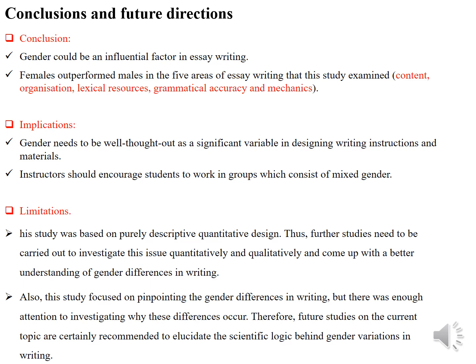Also, this study mentioned that there are gender differences in writing for all the five targeted areas. However, this study didn't explain why females were better than males. So further studies can explore this issue further and can provide a scientific reasoning behind the gender variation in writing.